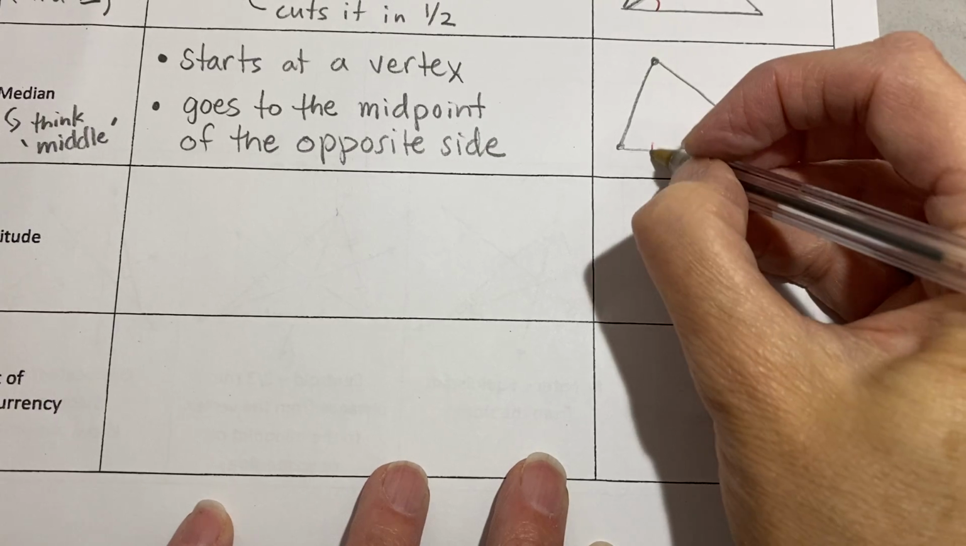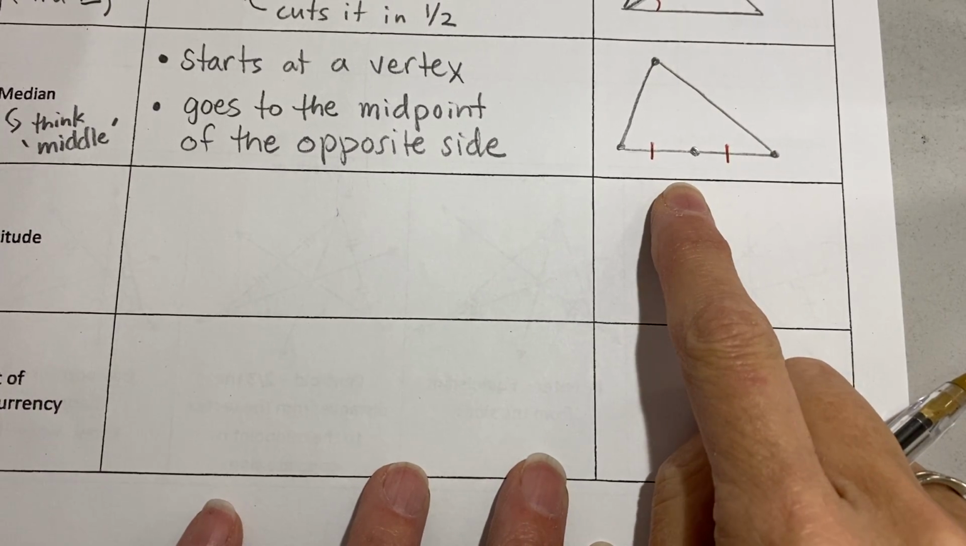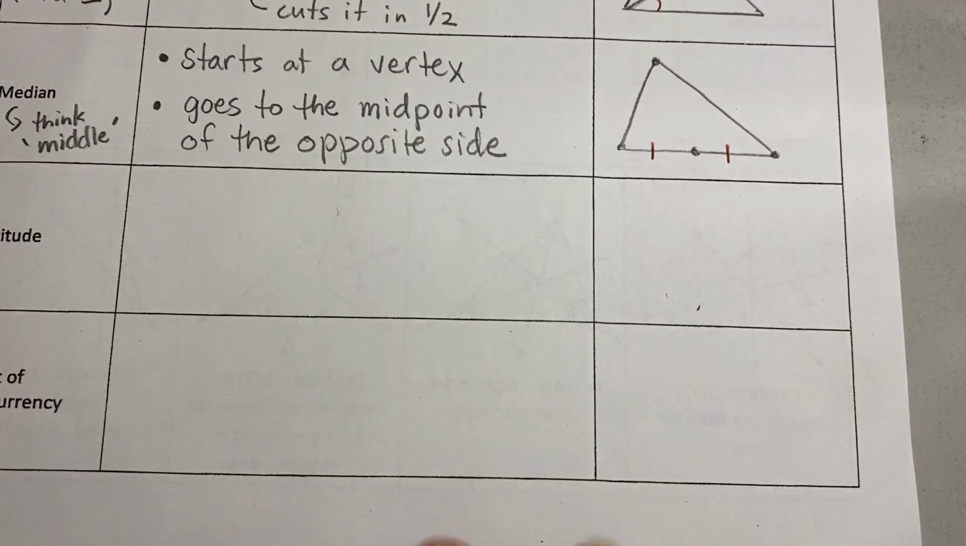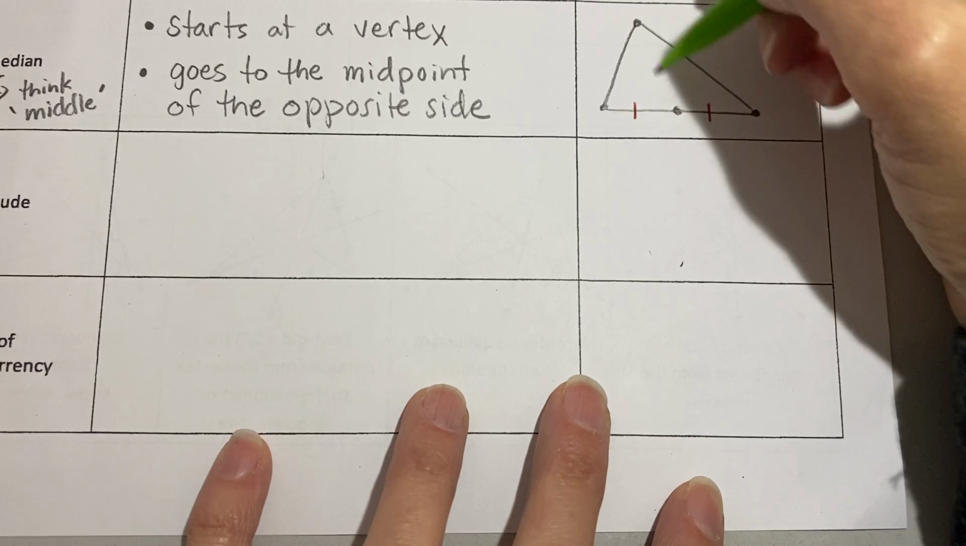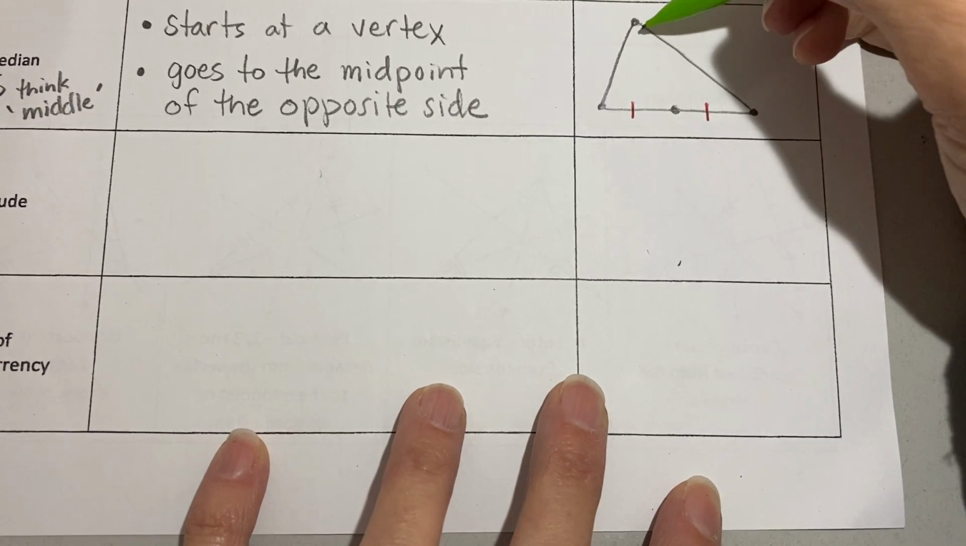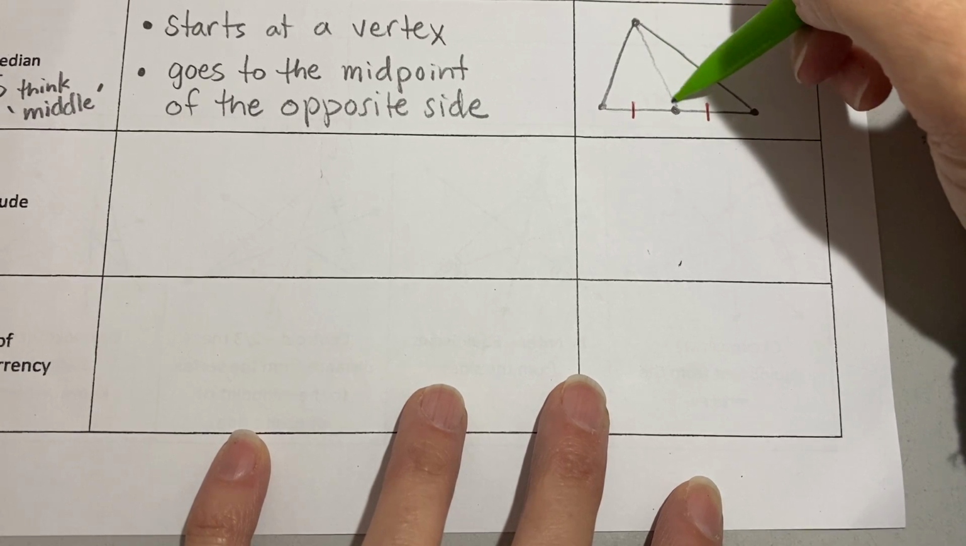I'm going to mark this. That way the viewer would know that that's the middle. That's how you mark a midpoint, a middle point. And then you just connect the vertex to the midpoint of the opposite side. So this vertex to the midpoint of the opposite side, that thing's called a median.